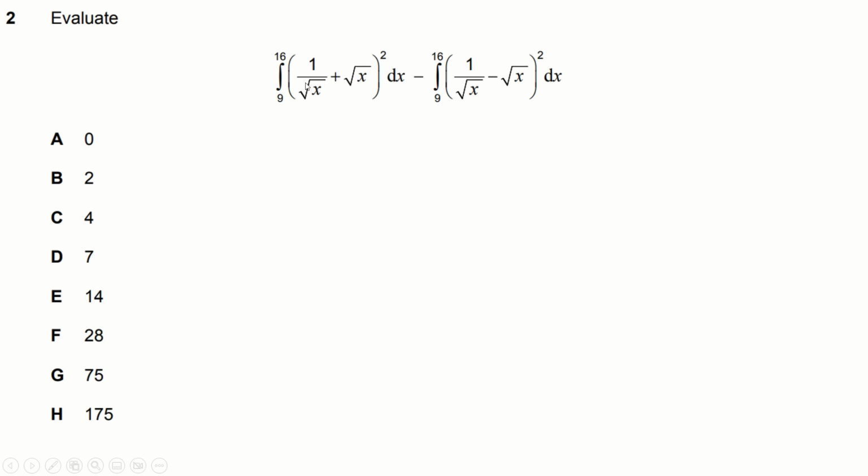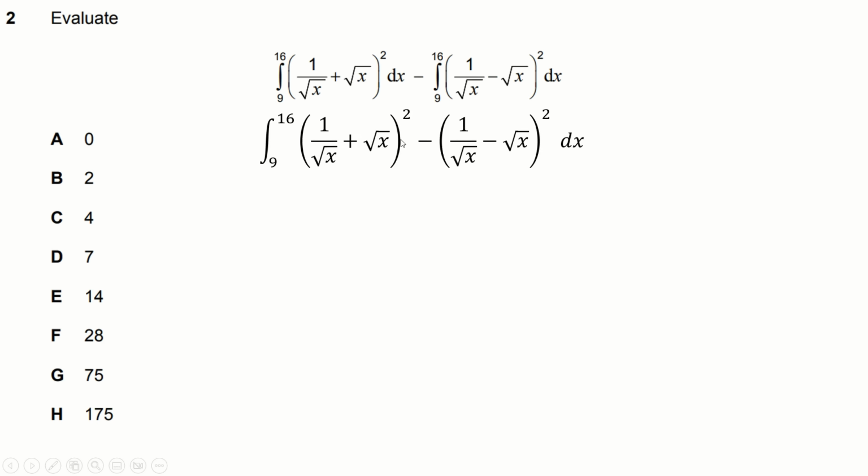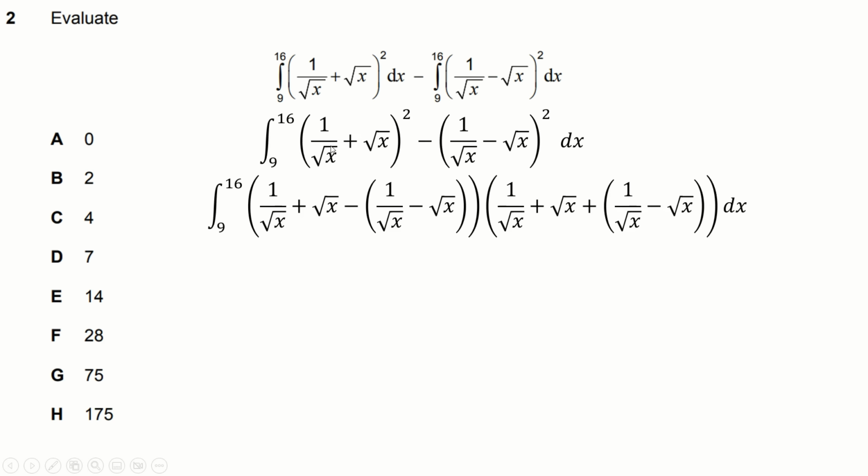Done nice and easily. If you have integrals with the same limits, you can just bring them into a single integral like this. And now here is something squared minus another thing squared. So let's do the difference of two squares. It's going to be this minus this in the bracket times this plus this in a bracket.